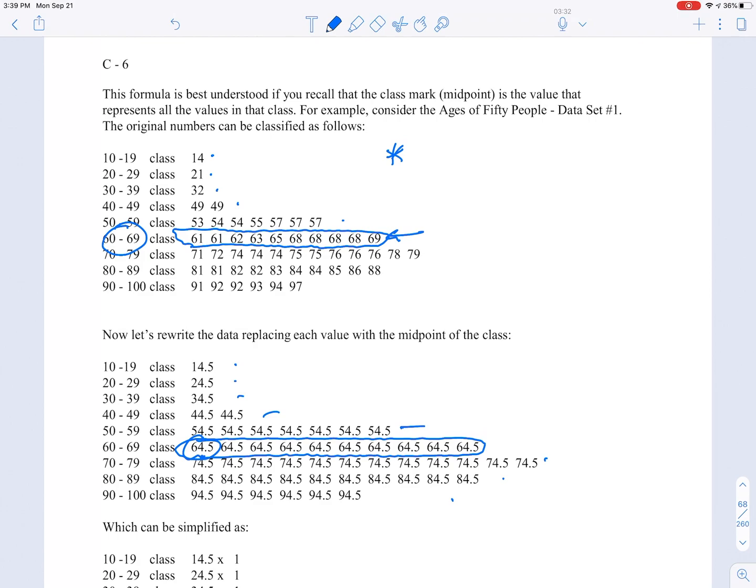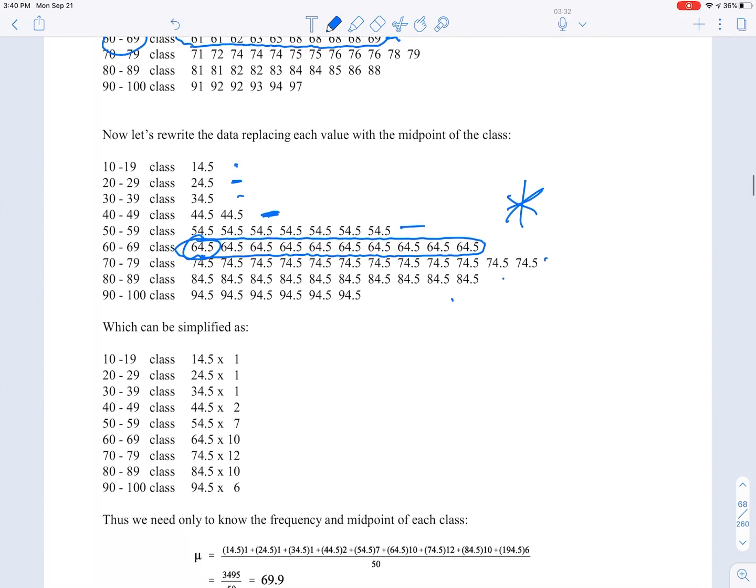Now, you might look at this and say, well, okay, 14 is a little different from 14.5. 21 is quite a bit lower, and so on. And these 44.5s are quite a bit lower than the 249. So how does that work out? What we're going to see is that the grouped mean turns out to be really close to the ungrouped mean. So what we can do here is rewrite all of these values as midpoints.